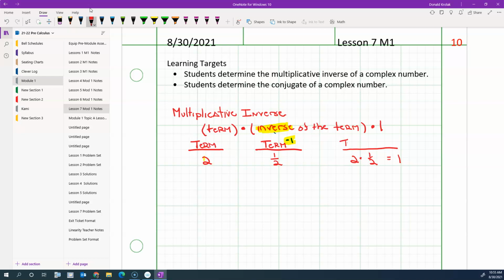So if I take the term and I multiply it by its inverse, I should get 1, because that's what a multiplicative inverse does. Okay, so the multiplicative inverse, the notation for it looks like this.